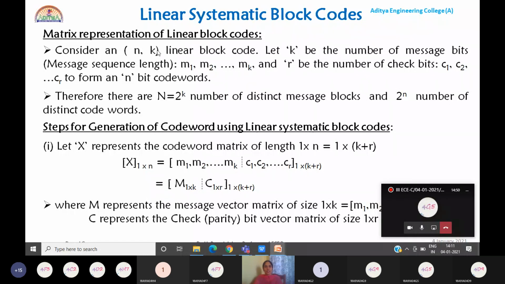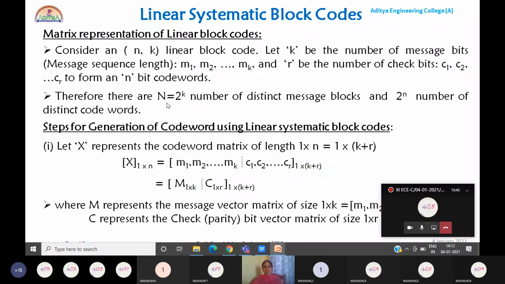As I told you, a linear block code is generally represented as (n, k). An (n, k) linear block code gives you a hint that there are k message bits, m1, m2 and so on up to mk, and r check bits. The check bits are represented as c1, c2 and so on up to cr. These k message bits followed by r check bits produce an n-bit code word sequence, where n is equal to k plus r. It means there are k message bits followed by r check bits.